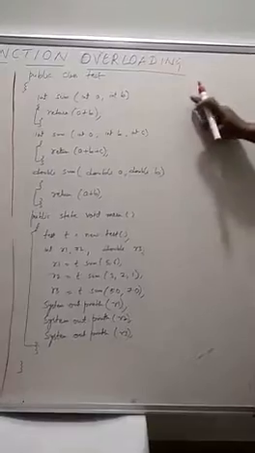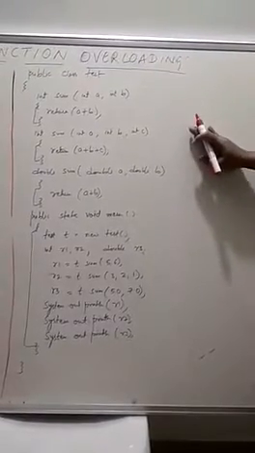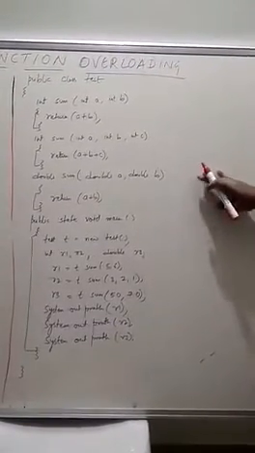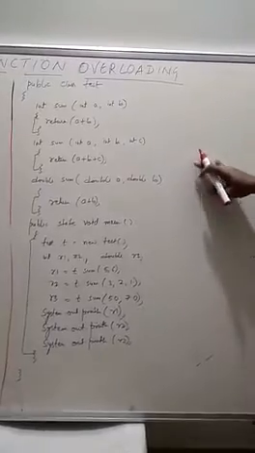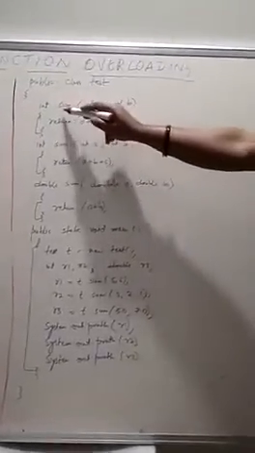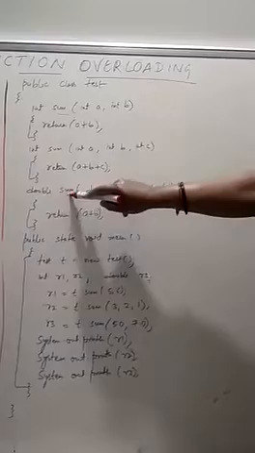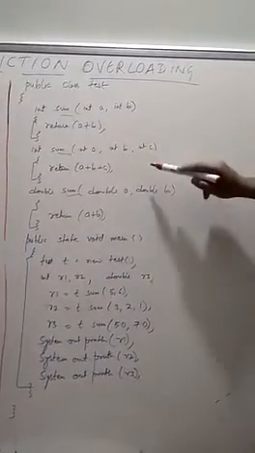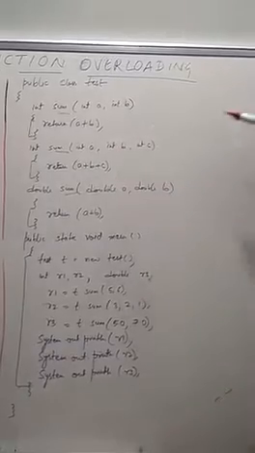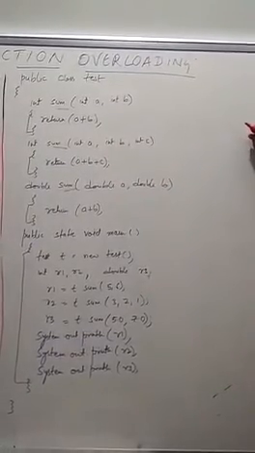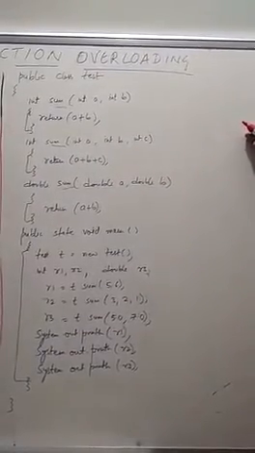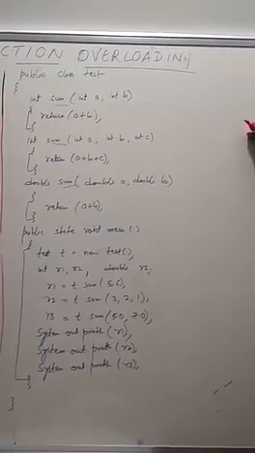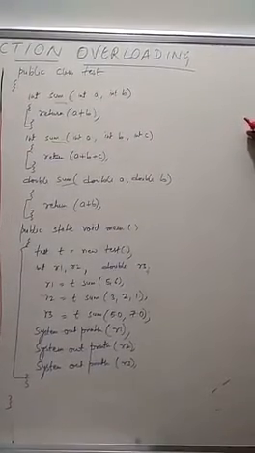Now look at this program. The same program I have written with a slight modification. Here in this program only the sum method is there. Sum, and sum. Three methods are there, but all these three methods have the same name, sum. Or what we can say is that sum is the name of the method with three different signatures.